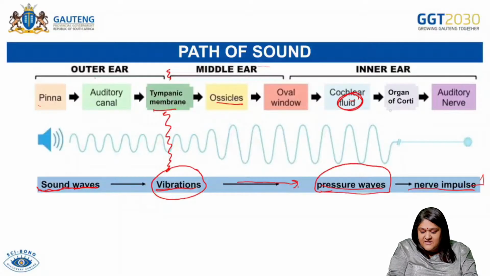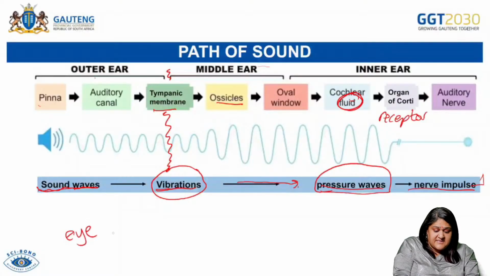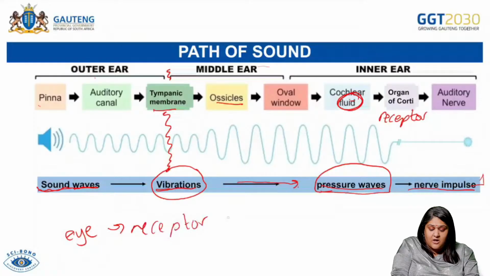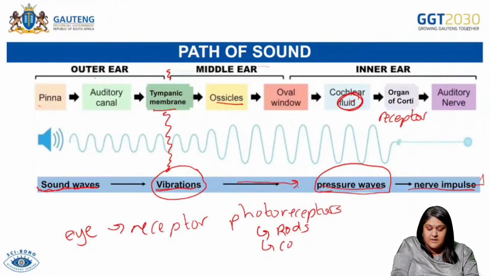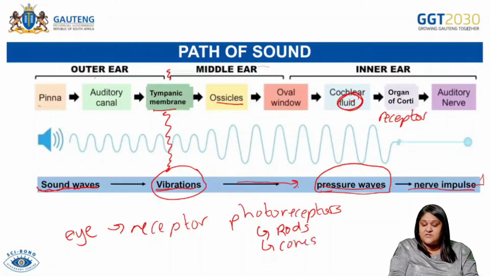And then we reach the organ of Corti, which is a receptor. Very important. In the eye, the receptor is the what? In the eye, the receptors are the photoreceptors. We didn't mention that just now. They are the photoreceptors, which are the rods and the cones. Here, the receptor is the organ of Corti. Okay, learners forget that. And they love to ask that question. What is the receptor in the ear? And then it's the organ of Corti.